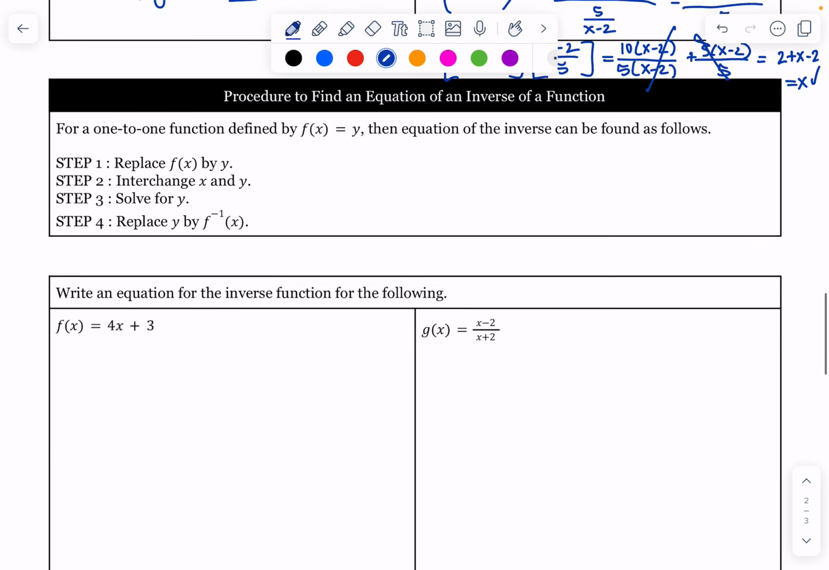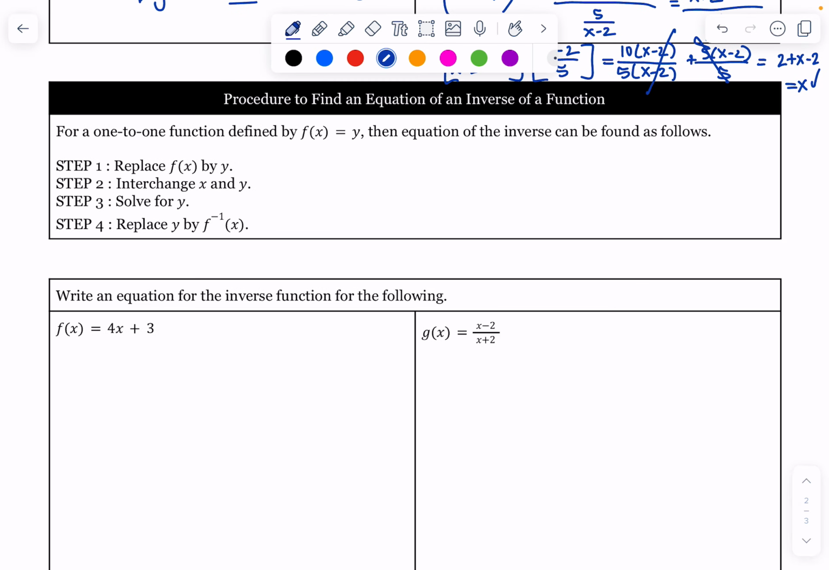All right. This says procedure to find an equation of an inverse function. For a one-to-one function defined by f of x equals y, then the equation of the inverse can be found as follows. Step 1, replace f of x by y. So let's just go ahead and simultaneously read the directions and do number 1. So this is going to be y equals 4x plus 3. Step 2, interchange x and y. So that's going to be x equals 4y plus 3. Step 3, solve for y.